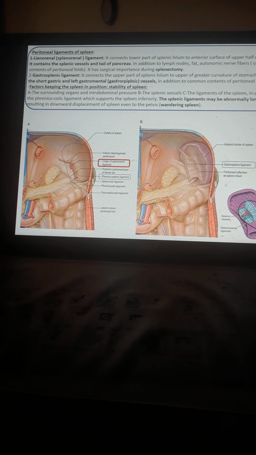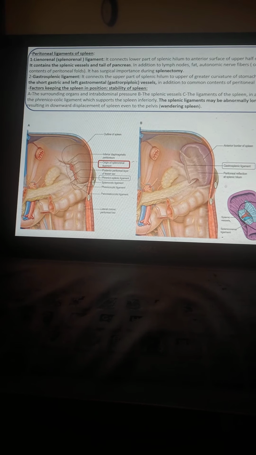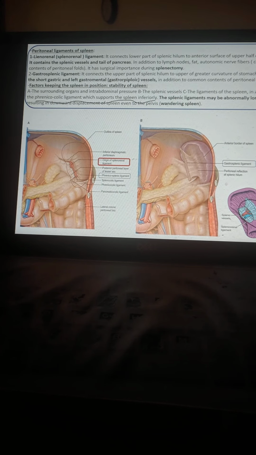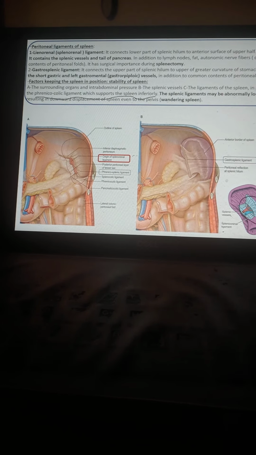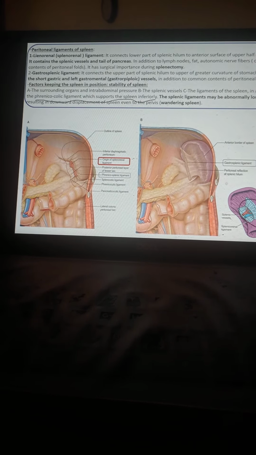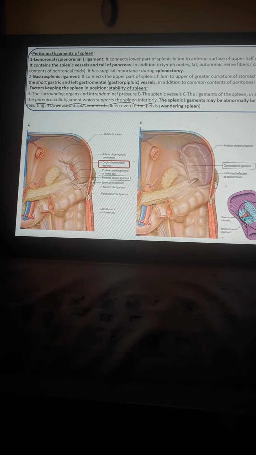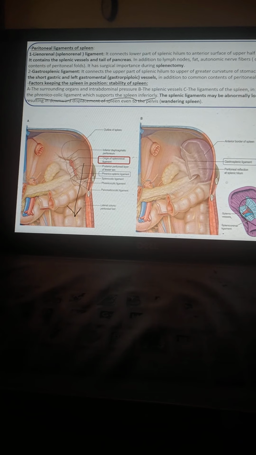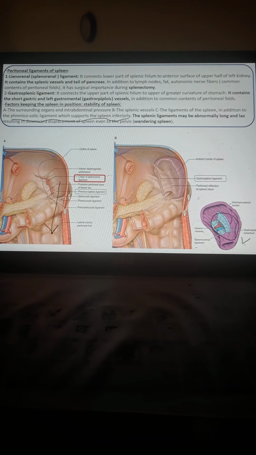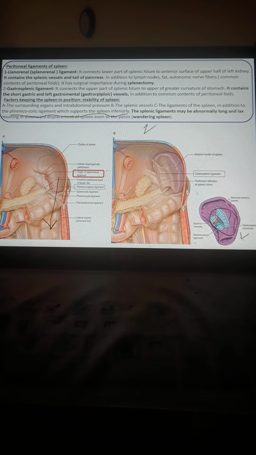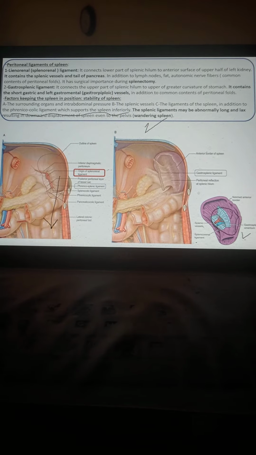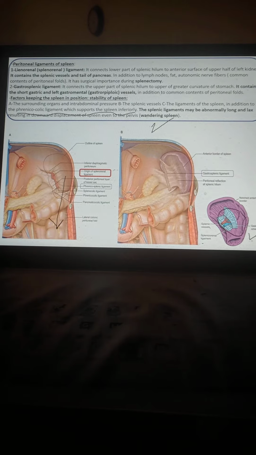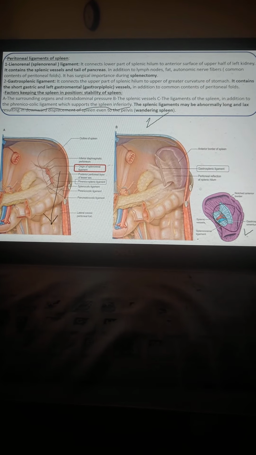As mentioned, this phrenicocolic ligament supports the spleen inferiorly. When the splenic ligaments become lax or elongated, the spleen goes down to the pelvis, and in this condition it's called wandering spleen. It's clinically important, and the patient suffers from pain in the lower abdomen.